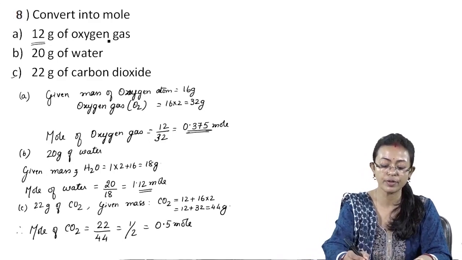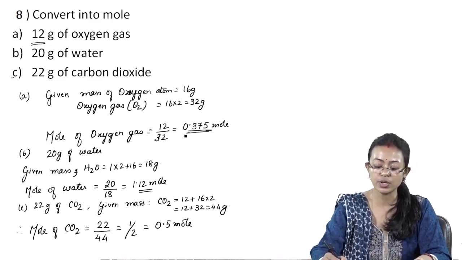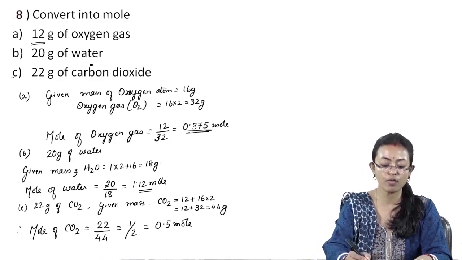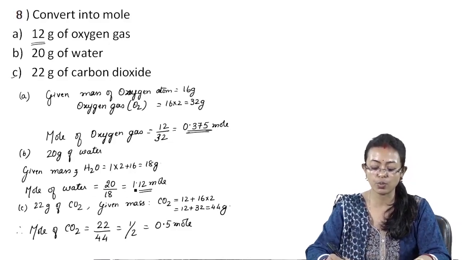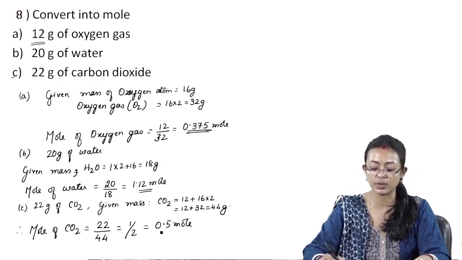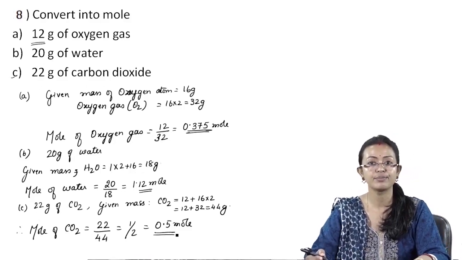For 12 gram of oxygen gas is equal to 0.075 mole. 20 gram of water is equal to 1.12 mole, whereas 22 gram of carbon dioxide is equal to 0.5 mole.